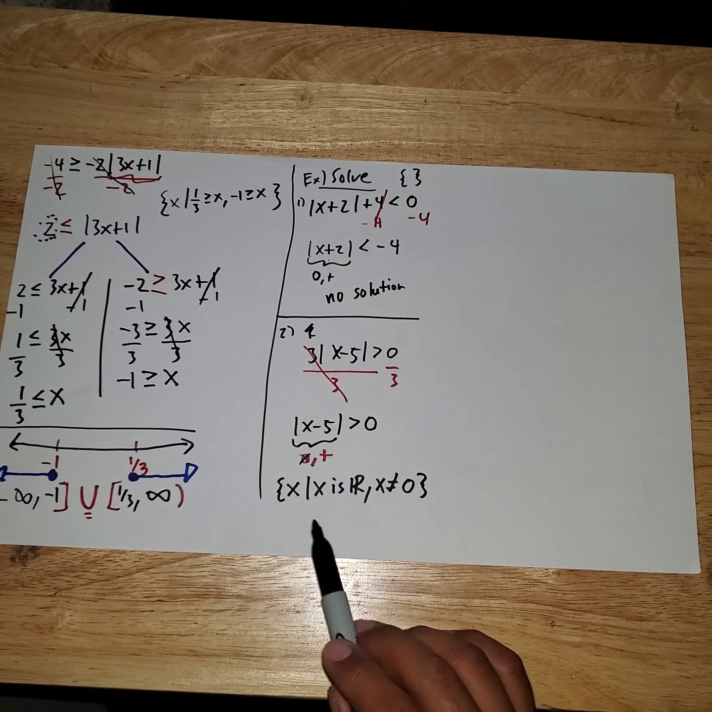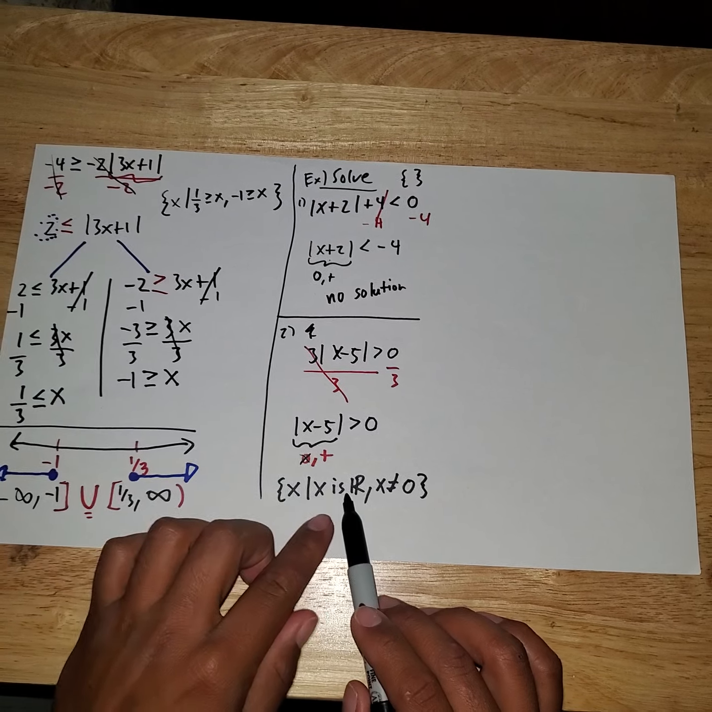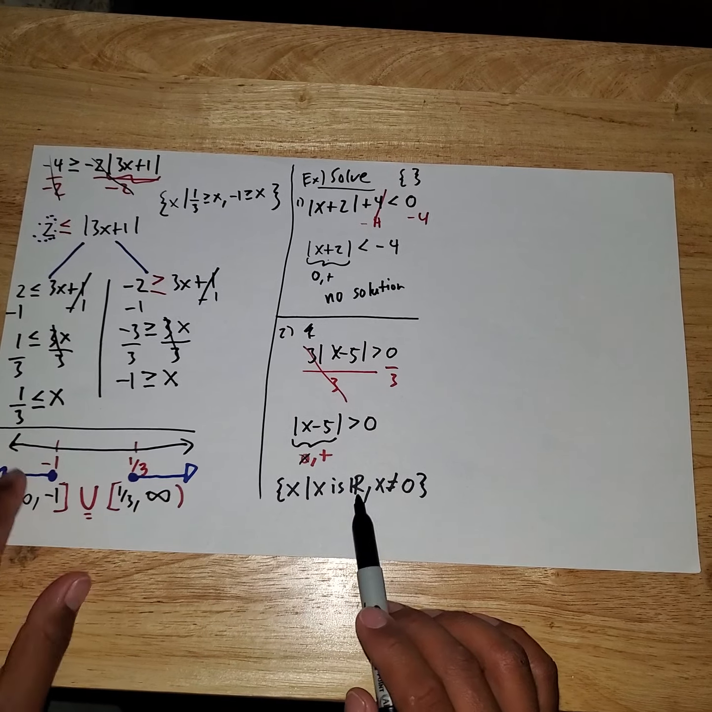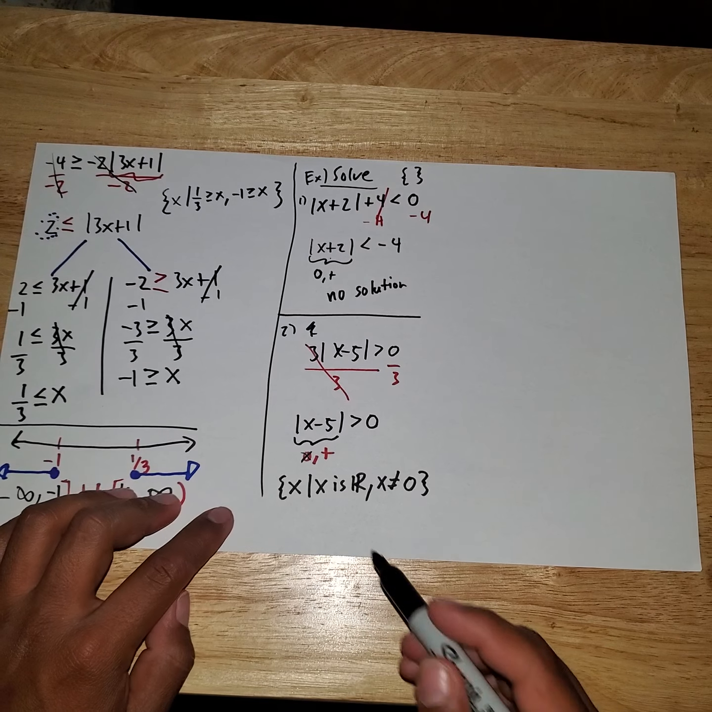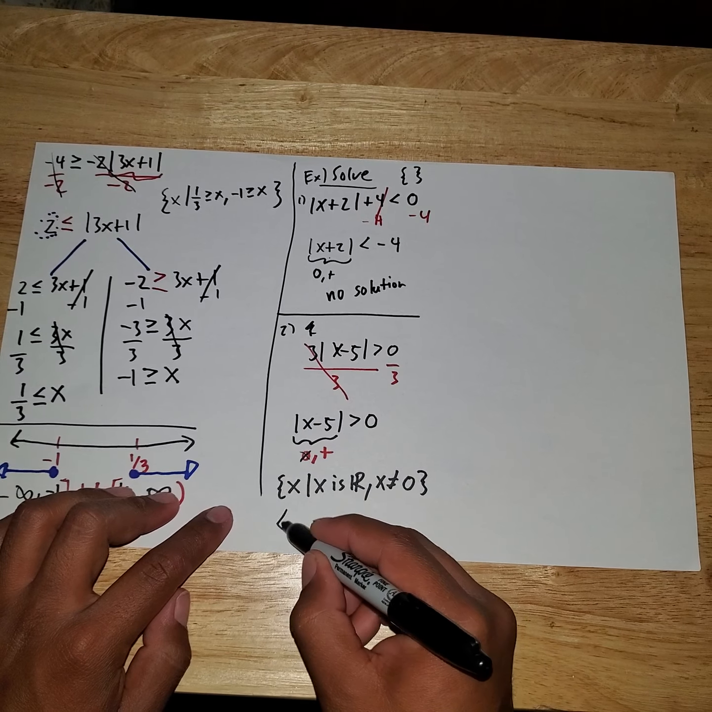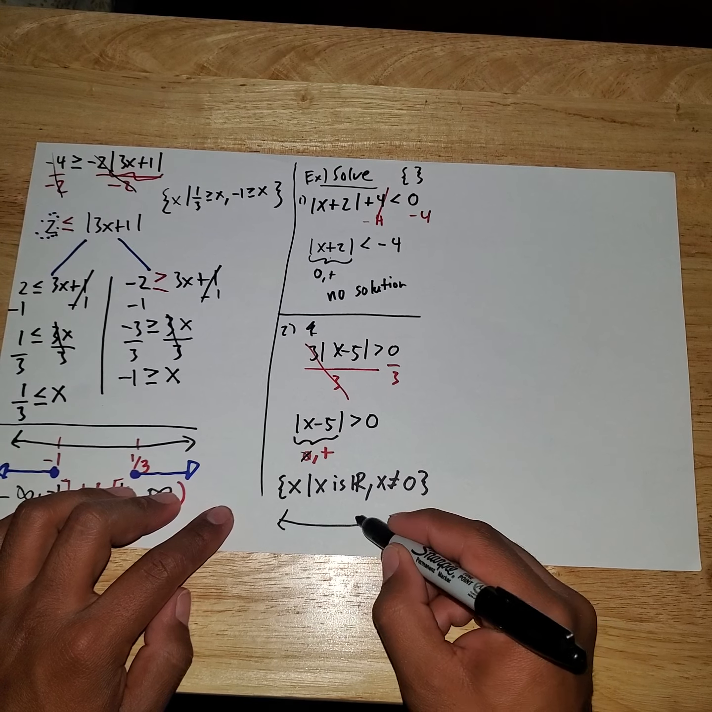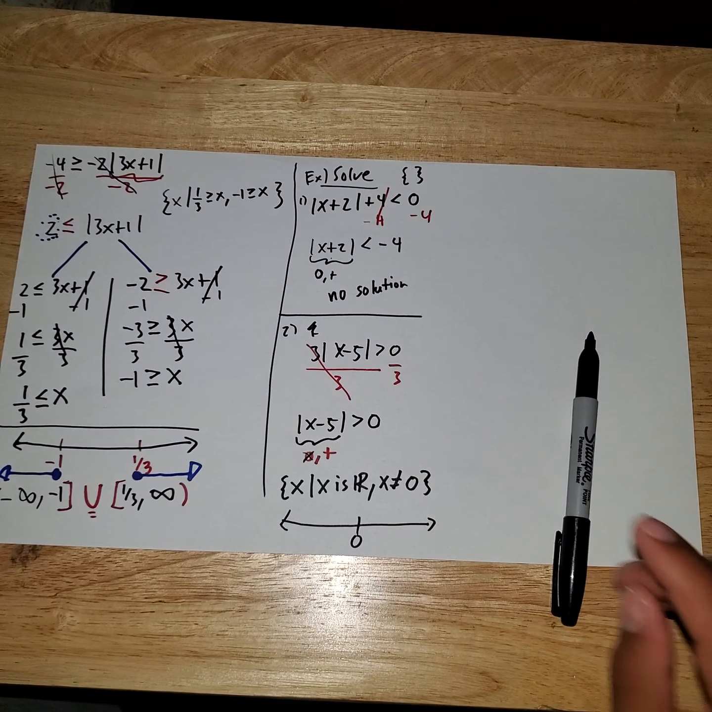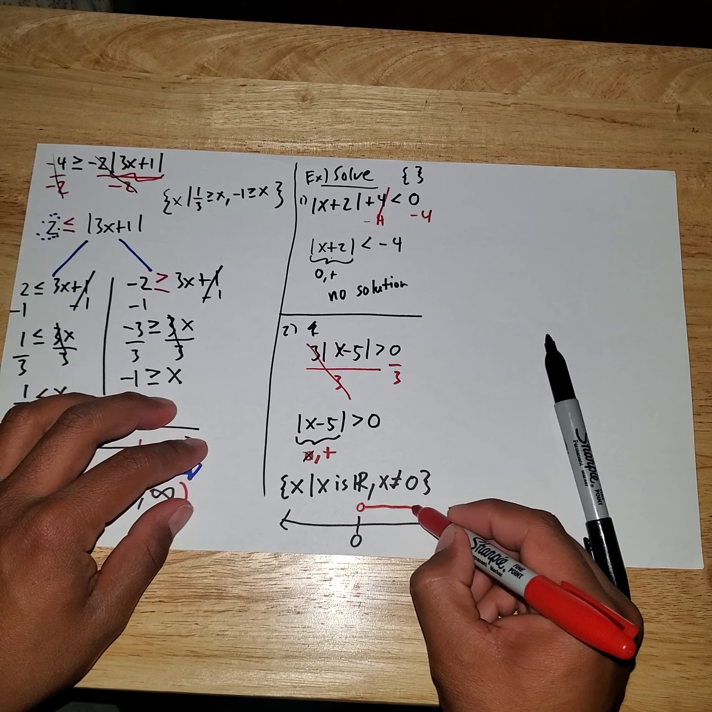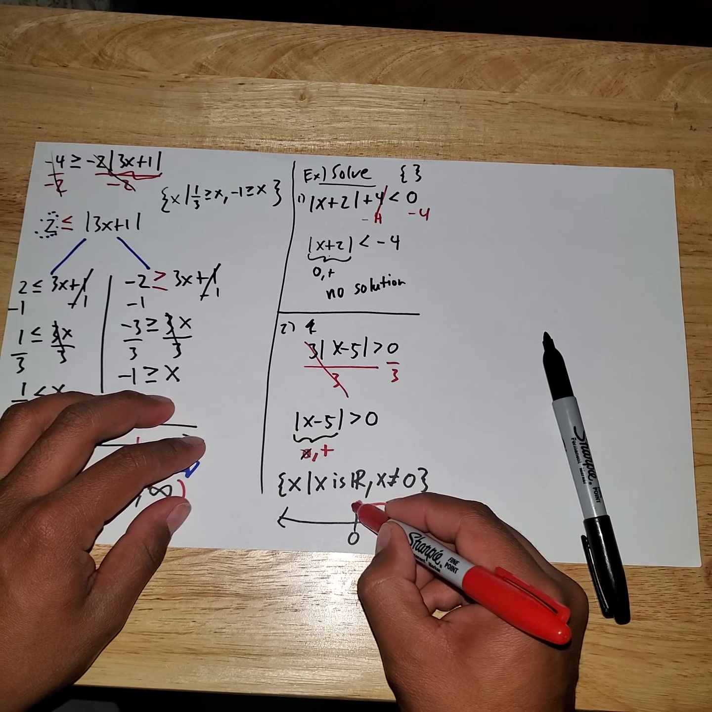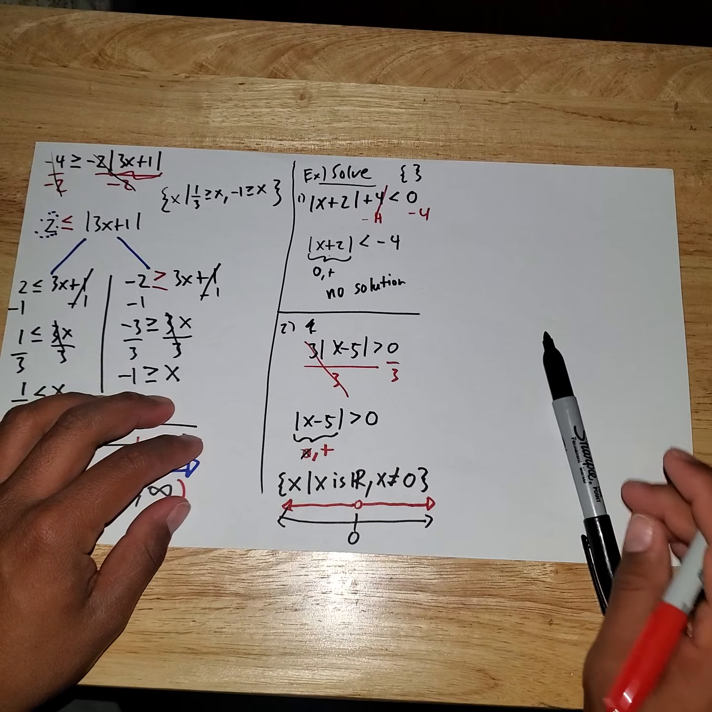Just sort of writing it all out. So this is saying that x can be any number on the number line. It just cannot be 0. So if you were to graph that, it would look something like this. You would have an open circle at 0, and it would be everything to the right and everything to the left.